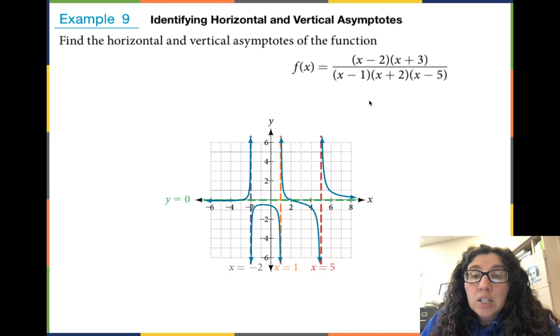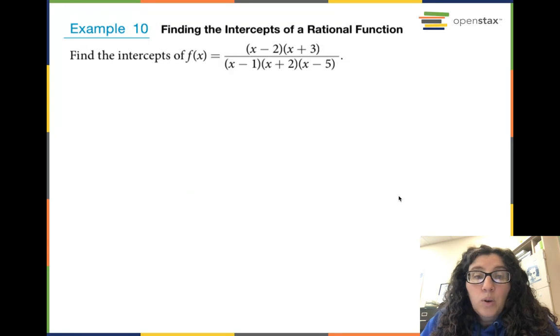How about vertical asymptotes or removable discontinuities? Looks like nothing is going to simplify. So our vertical asymptotes are going to happen at 1, -2, and 5. Yep. And yeah, that's all we needed to find there. Okay, we found the horizontal and the vertical asymptotes of this function. Now, they're going to ask us, same exact function, find the intercepts, the x and y intercepts.